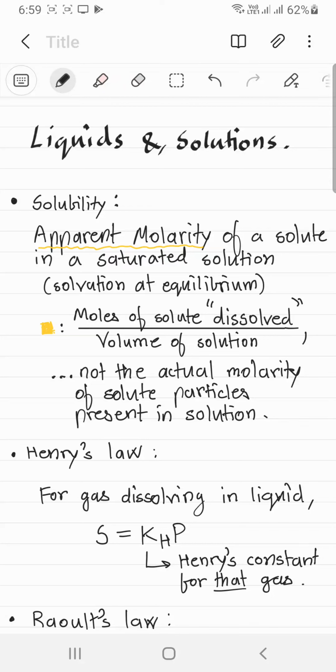So now I'm going to tell you everything about liquids, solutions in general, the reactions that happen in liquids and solutions, and how they are related with other phases, that is gases and solids. So basically, phase changes, the thermodynamics of all that. So let's start. The first thing is called solubility.